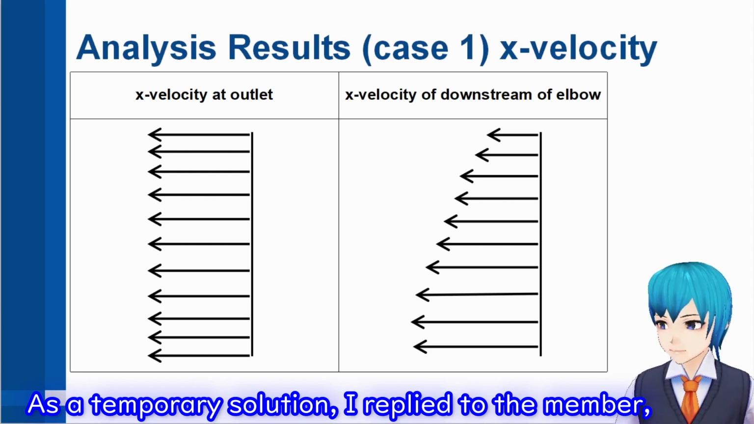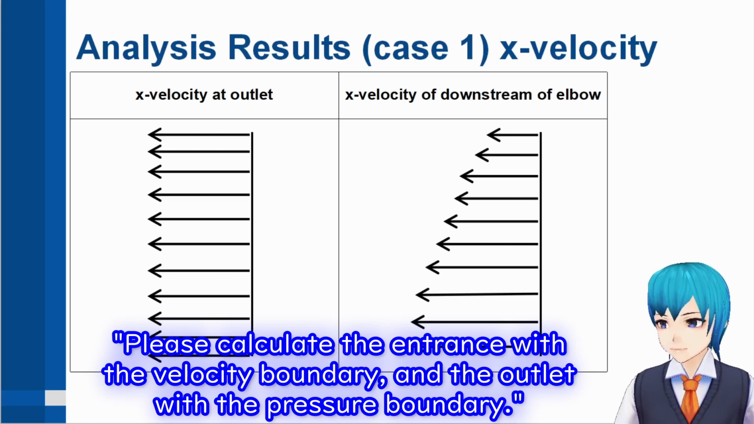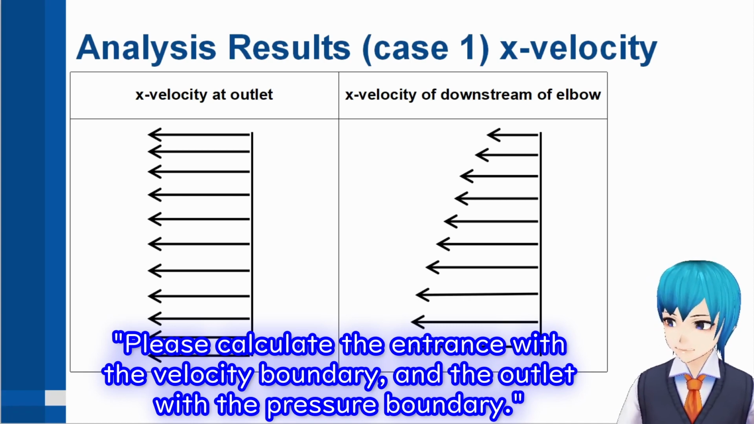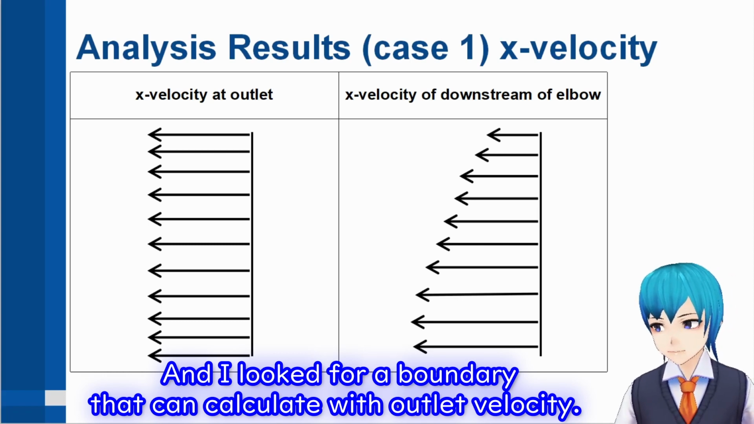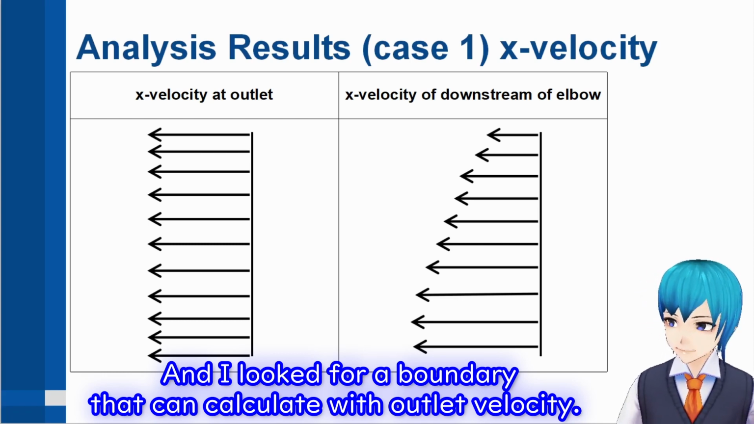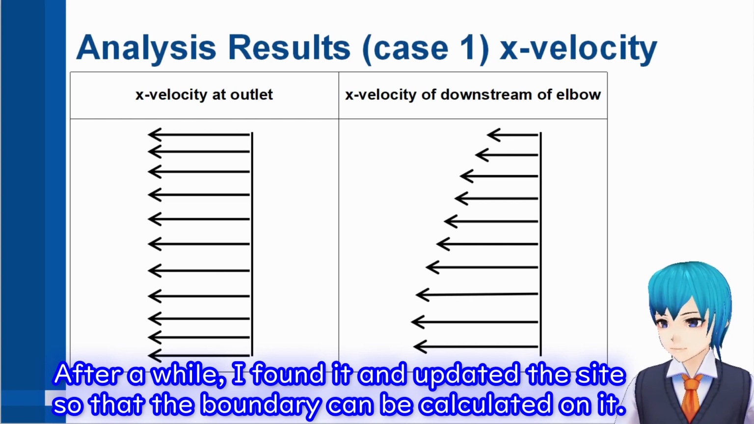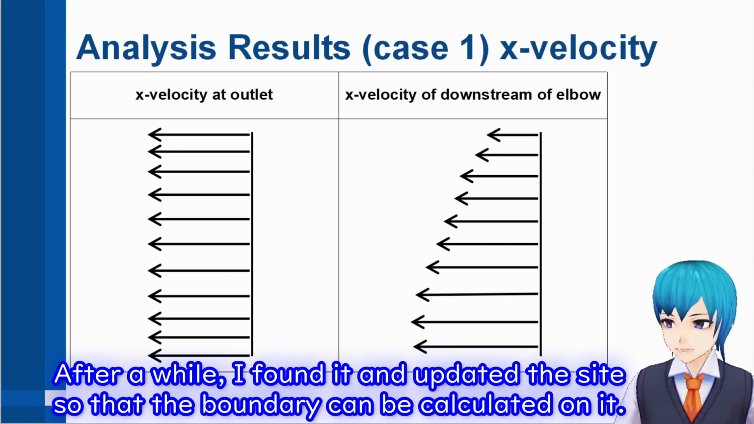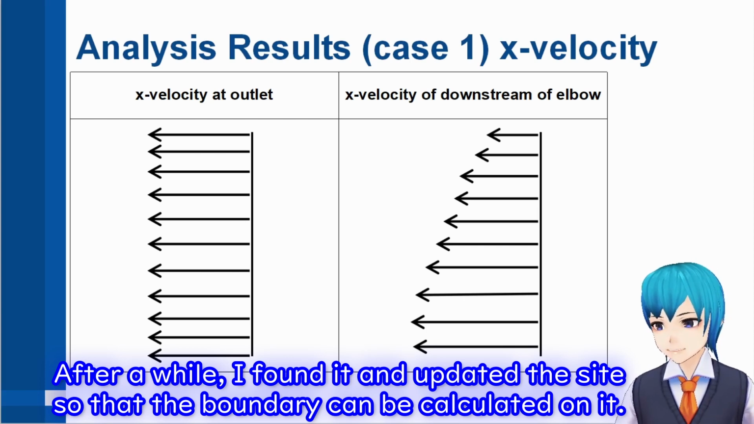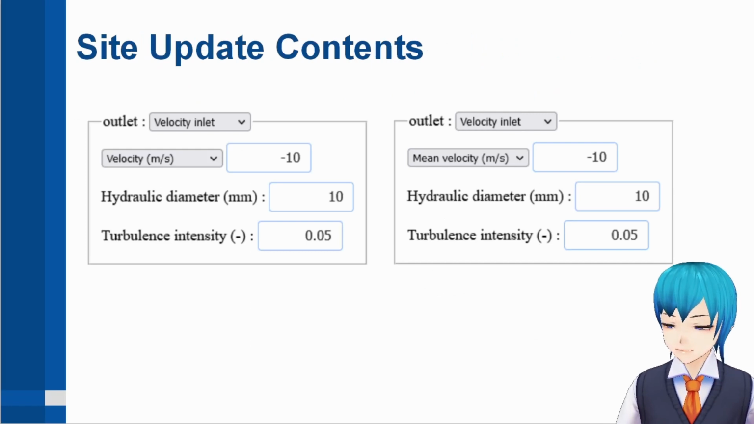As a temporary solution, I replied to the member, please calculate the entrance with the velocity boundary and the outlet with the pressure boundary. And I looked for a boundary that can calculate with outlet velocity. After a while, I found it and updated the site so that the boundary can be calculated on it.